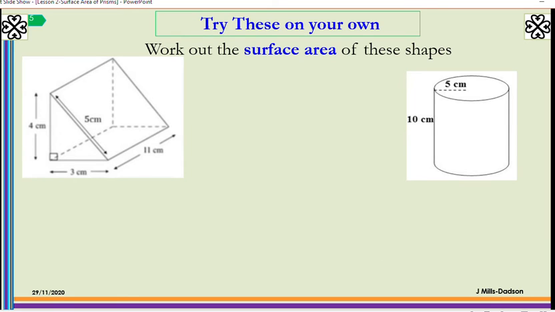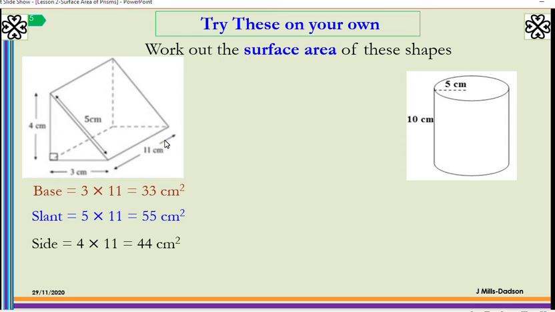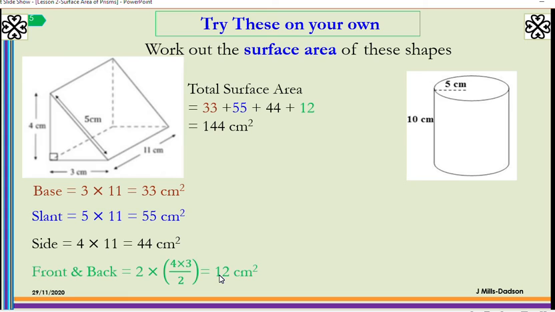Try these two on your own. Pause the video. Hope you've done it. First one, the base is 3 times 11. The slant height, that's the slant side, 5 times 11. The side, 4 times 11. The 2 triangles, 12. So this total surface area will now give us 144 cm squared.